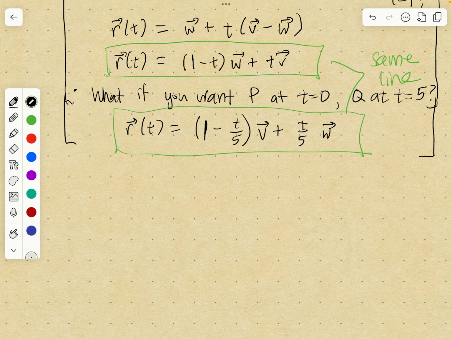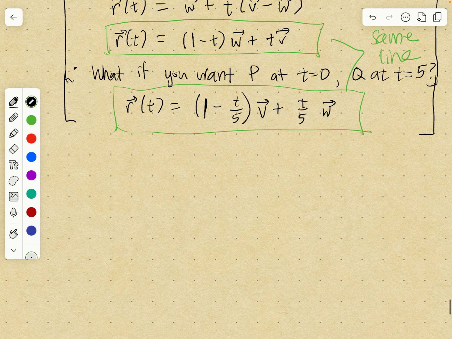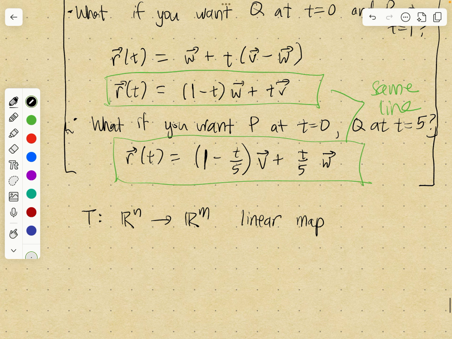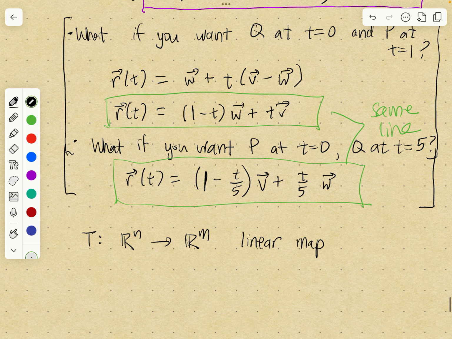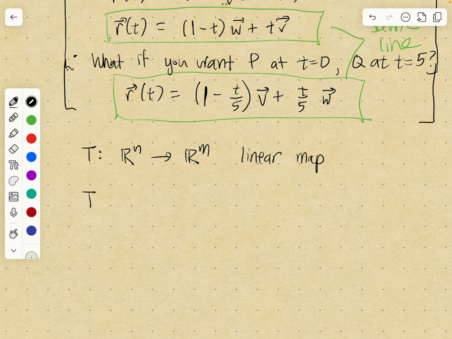But for us, now that we know how to describe a line between 2 points, we can figure out what happens when you have a linear transformation and you plug in all the points on the line. So let's say that you have a linear transformation from Rn to Rm, a linear map. All the points on this line through P and Q have this form. So what happens if you plug in any vector that has that form?